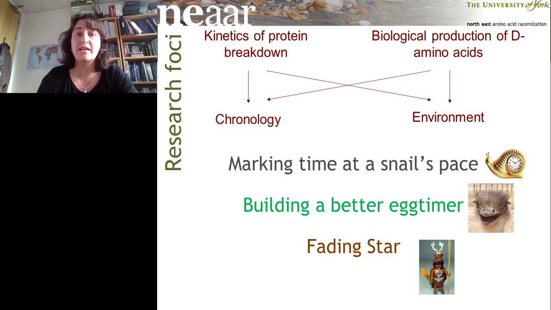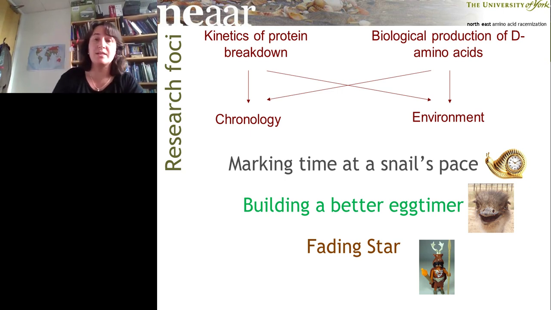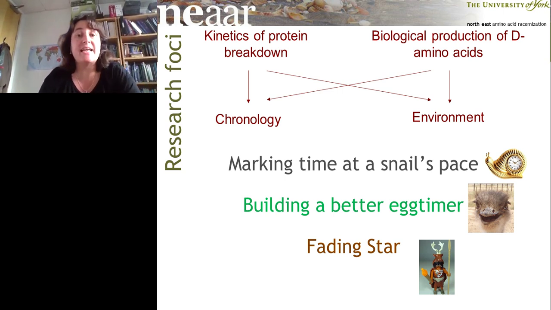So the first is looking at the dating work that we've been doing, marking time at a snail's pace. The next is extending that dating work, but going into realms that we never envisaged by building a better egg timer. And the last is to look at degradation in general through the Fading Star project.